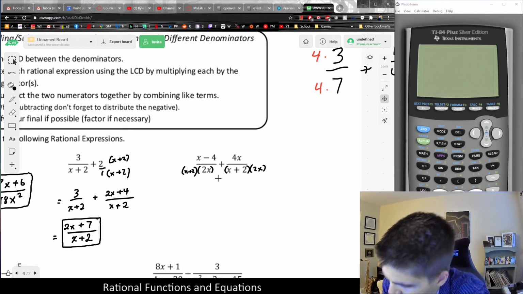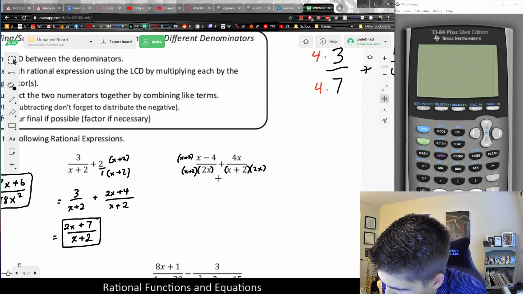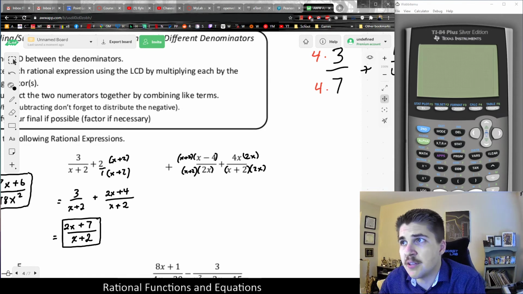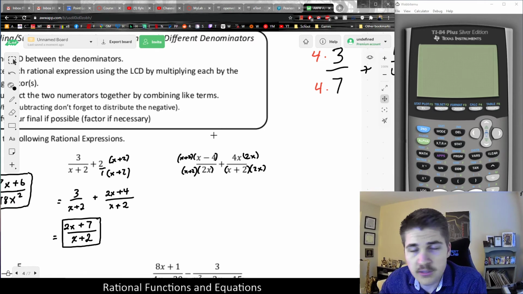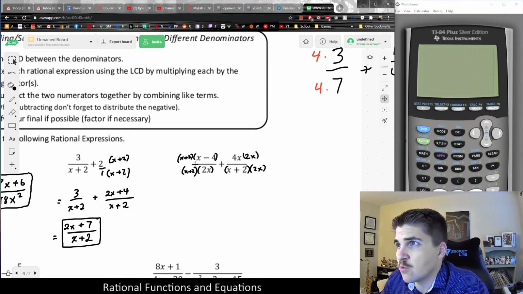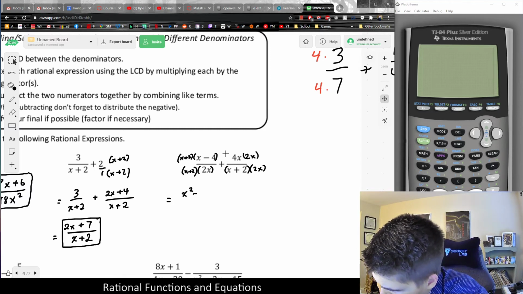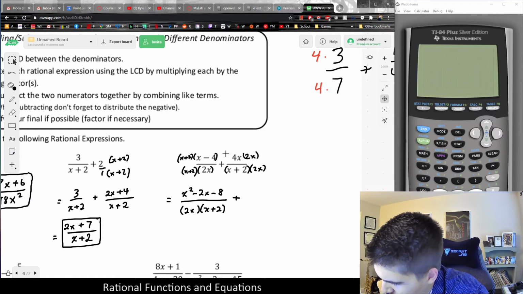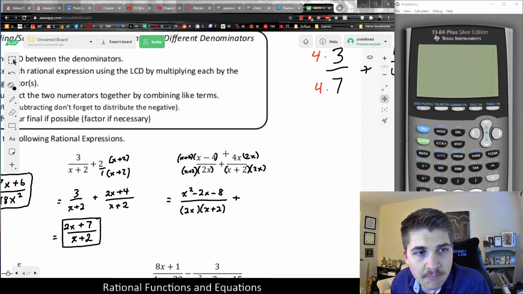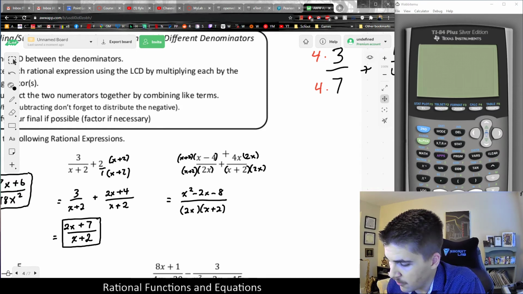And I would need to make sure to take the numerator here and multiply by x plus 2, and the numerator here multiply by 2x. And remember to FOIL whenever you need to, because the numerators I always want to multiply out. Because the numerator, well, x plus 2 times x minus 4, that would leave me with x squared minus 2x minus 8. The denominator you can actually leave factored though if you want, because it's going to be the same at any rate. But I'll go ahead and multiply it out.